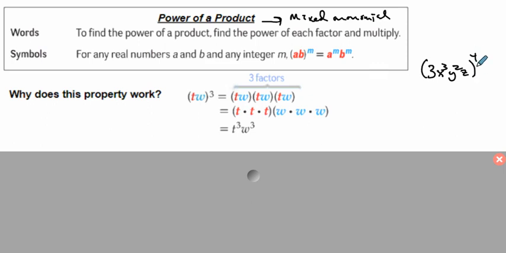Occasionally you're going to see something that looks like 3x cubed y squared z to the 4th power, right? And it's like, how on earth do you evaluate this, and how does this work? Okay, so we're going to show you that.